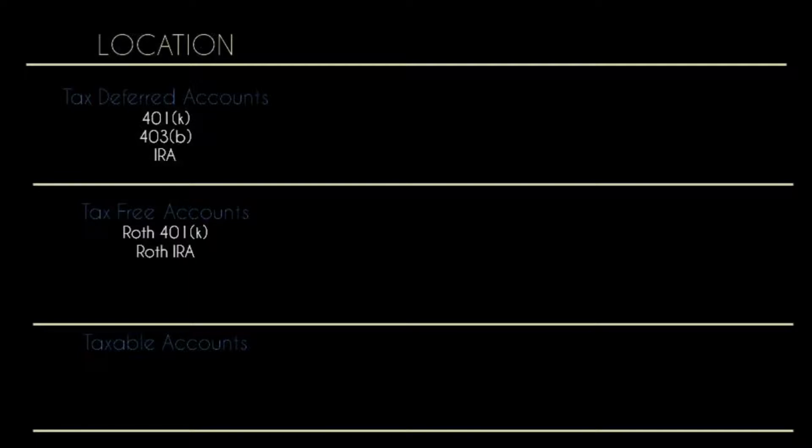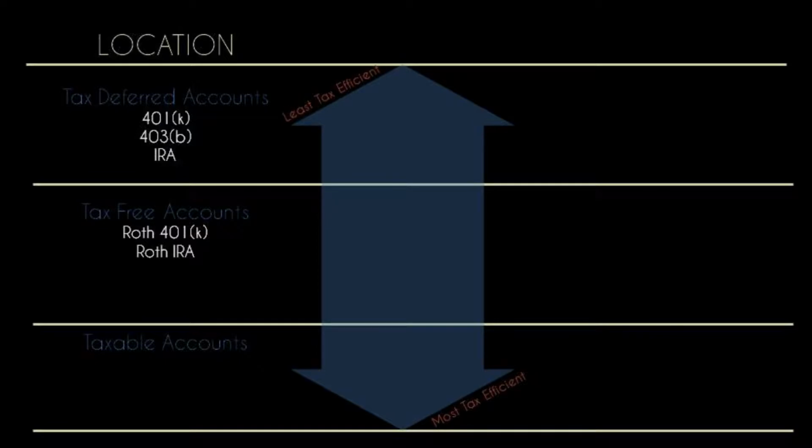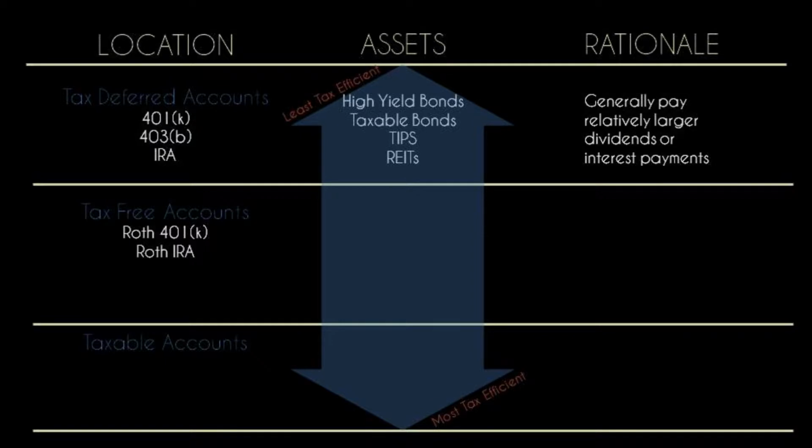Now let's take a look at the types of assets to allocate to each of the account types for tax efficiency. And to maximize tax efficiency across the entire portfolio, we want to allocate the least tax-efficient securities to the most tax-efficient accounts, and likewise the most tax-efficient securities to the least tax-efficient accounts. So in the pre-tax accounts, we want to hold high-yield bonds, taxable bonds, and real estate investment trust type securities. And the reason is that these securities generally pay relatively larger dividends or interest payments.